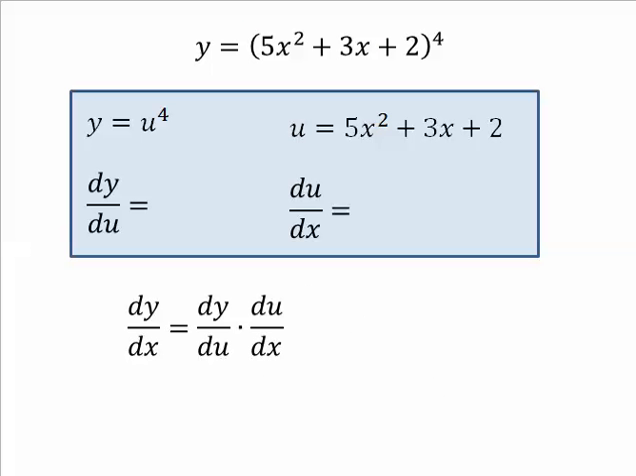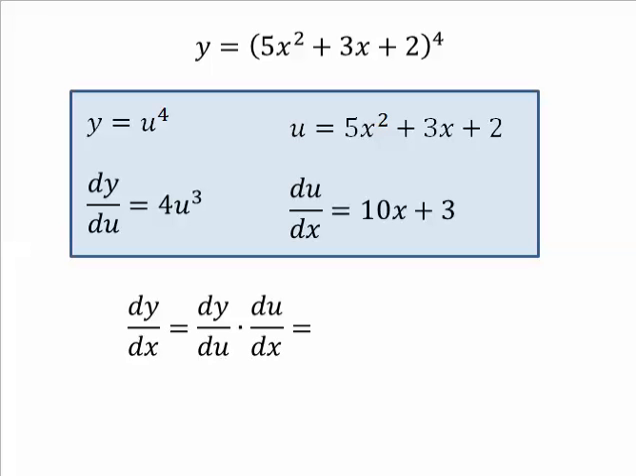Then I'm going to use this multiplication idea of multiplying rates. So we need to find dy du. What is the rate of change of y with respect to u? And then du dx. What's the rate of change of u with respect to x? So we find those pieces. And then we use the chain rule.